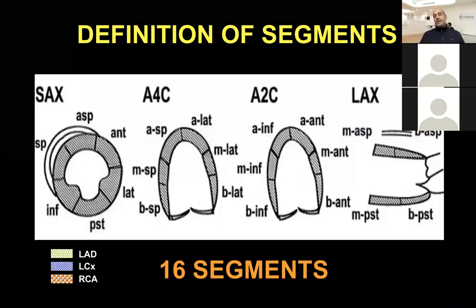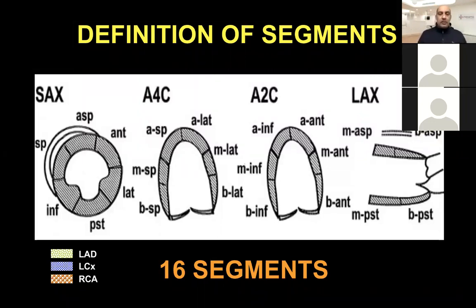But then, as I was mentioning, these segments are easy. We'll have 16 segments: 1, 2, 3, 4, 5, 6, 7, 8, 9, 10, 11, 12, 13, 14, 15, 16. So these are the 16 segments. But now is the intricacy to try to understand how it is correlating with the arterial territories.